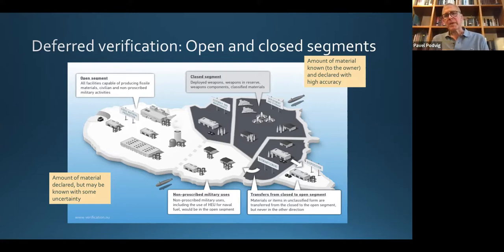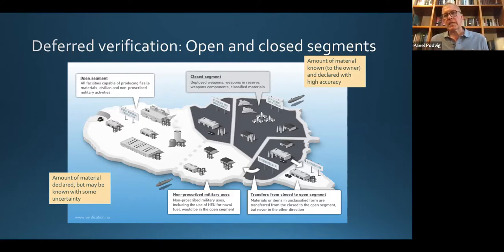In the open segment, you declare everything that you can show, which would be all your civilian industry and all non-proscribed military activities like submarines and all that. Everything is in the open, and what's in the open is open to verification.